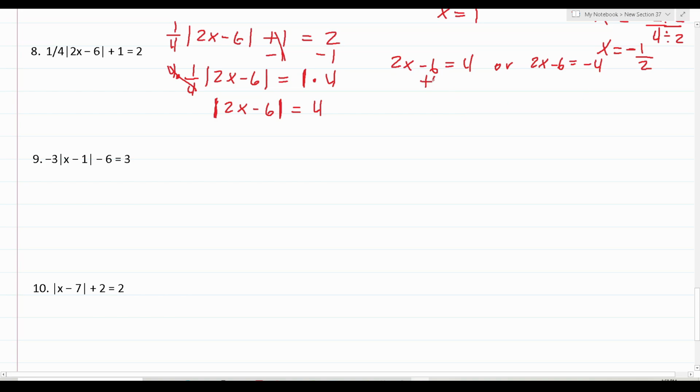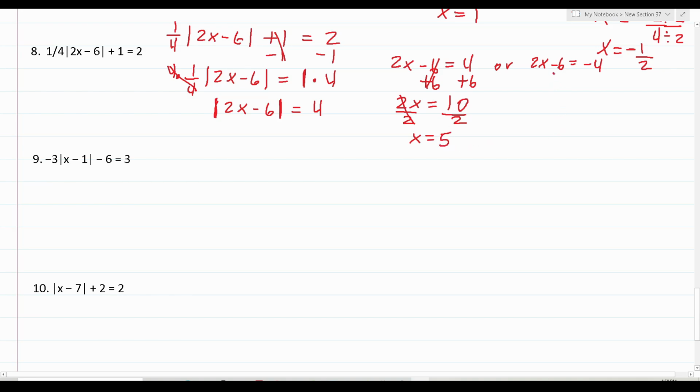For this one, we're going to start by adding 6 to both sides. This crosses out, leaving you with 2x equaling 10. And my pen's starting to act up a little bit. Divide both sides by 2. This crosses out, leaving you with x equals 10 divided by 2, which is 5.